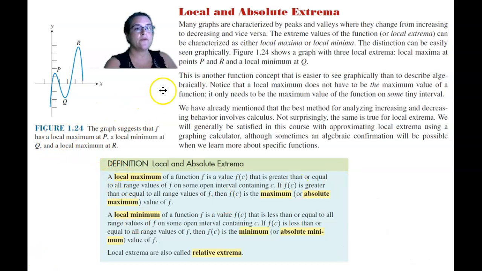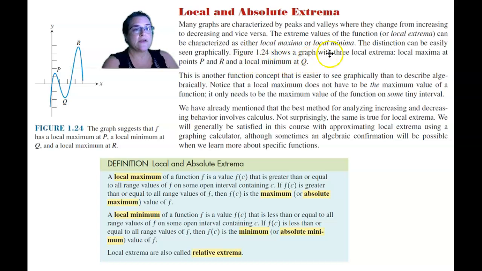Okay, so hopefully you've taken a second to read through this text on your own. Now we're going to read through it together. Many graphs are characterized by peaks and valleys where they change from increasing to decreasing and vice versa. The extreme values of the function, or local extrema, can be characterized as either local maxima or local minima. The distinction can be easily seen graphically.